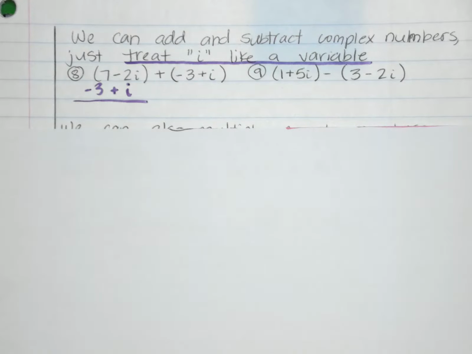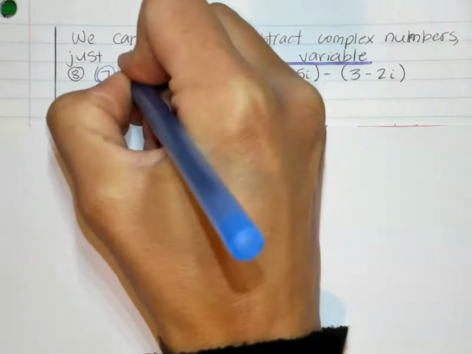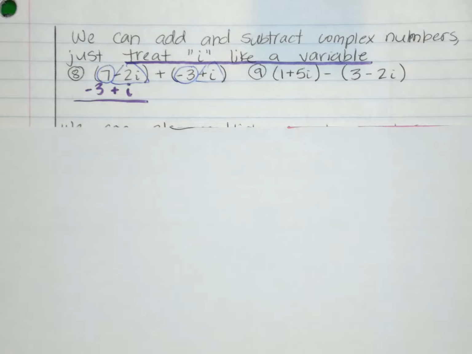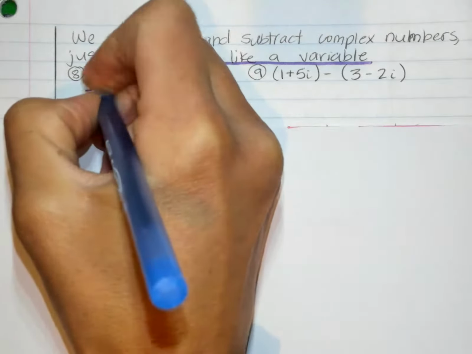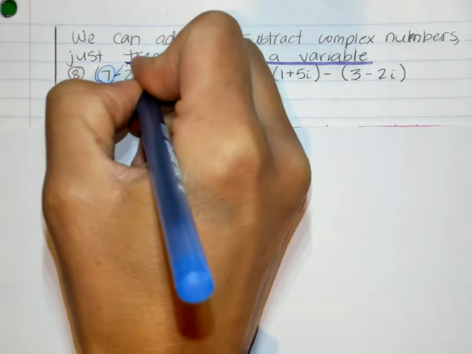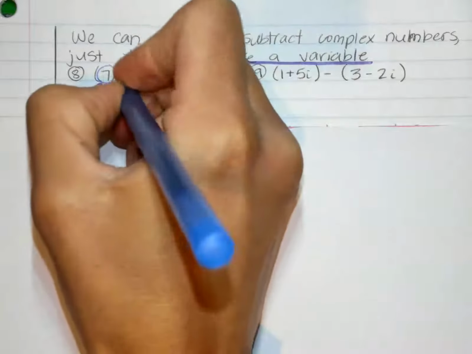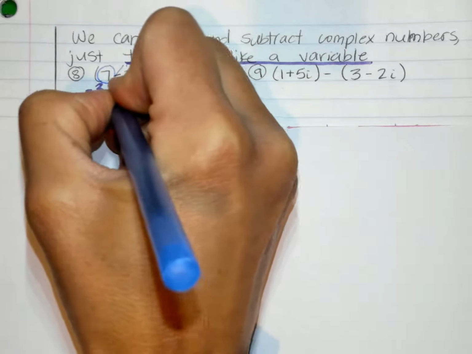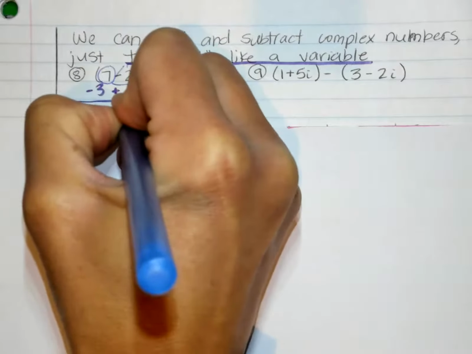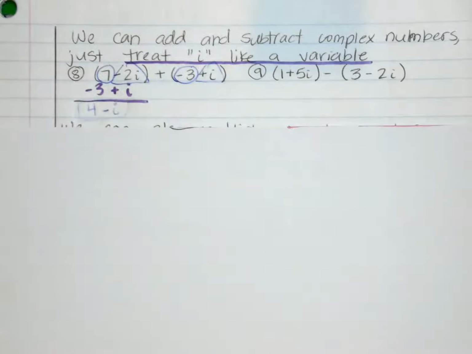Or you could just think, use a different color, combine like terms, the 7 with the negative 3 and the negative 2I with the positive I. So there's multiple ways you could think about this. So anyways, 7 and a negative 3 makes 4, and then negative 2I plus I. Keep the i's the same, again, just like a variable, but you would think of the coefficients negative 2 plus 1, so that would be negative 1I. So our answer is this complex number, 4 minus I.